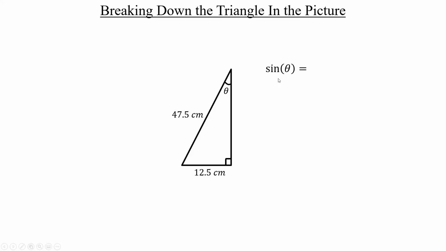And just as a reminder, if you don't remember what the sine function is, it's the ratio of the length of the opposite part of the triangle divided by the length of the hypotenuse. And if we employ that definition in the context of our problem, the length of the opposite part of the triangle is 12.5 centimeters. Okay, that's what's going in the numerator. And the length of the hypotenuse is 47.5 centimeters. And that's what's going in the denominator.